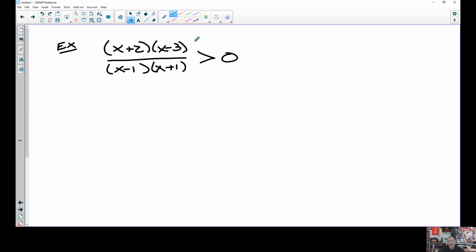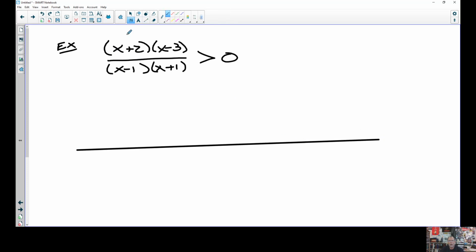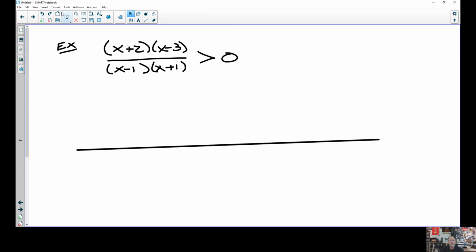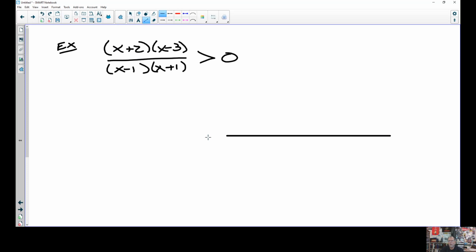All right, so first thing, I see this as an inequality. It's a rational inequality because we've got a rational expression being compared to something else. So I'm going to make my number line. And the number line went a little crooked. Let me do it again. Try to get it straight. There we go. All right, so we've got our number line.